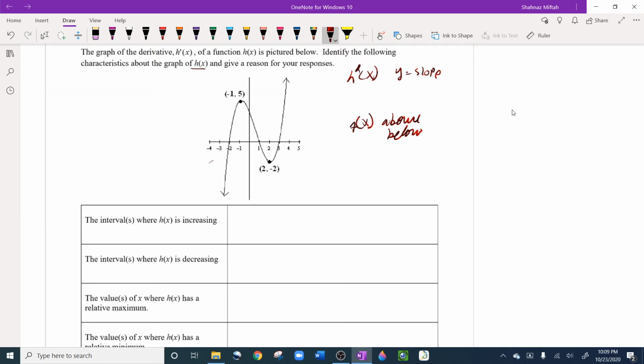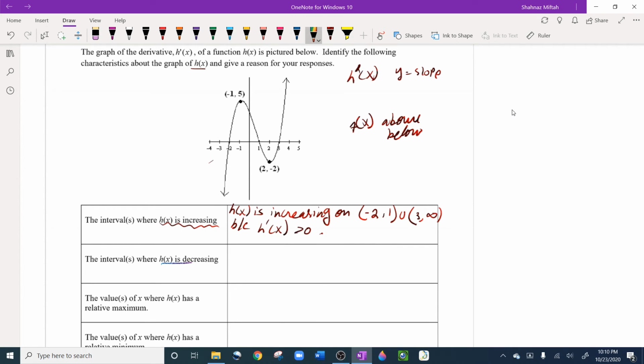So I'm going to say h of x is increasing. I'm picking stuff from the question. H of x is increasing on the intervals -2 to 1 and then 3 to positive infinity, because h prime x is greater than 0. So that's the answer.